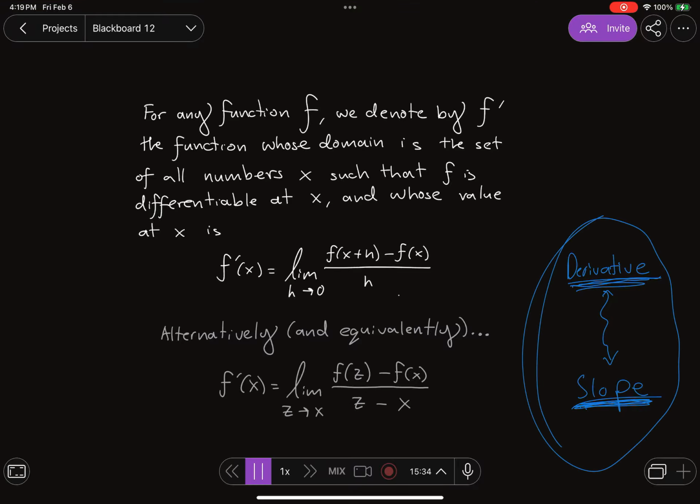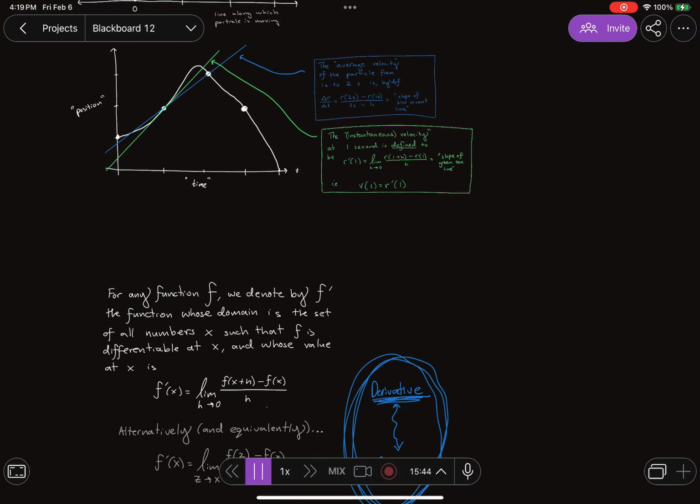So this is huge. I can't emphasize this enough in this class. When you think derivative, you think slope. When you think slope, you think derivative. That is the mark of a calculus student. Okay. Let's see how else we can talk about this derivative.